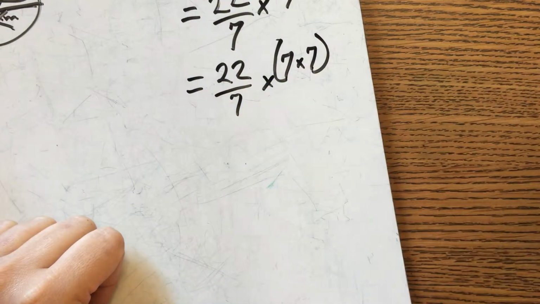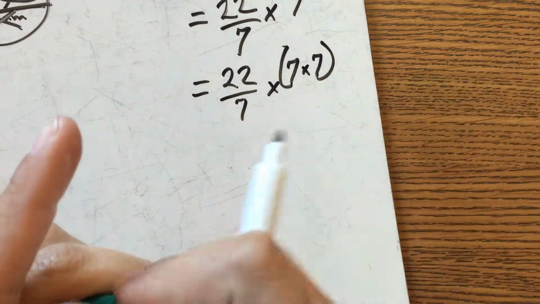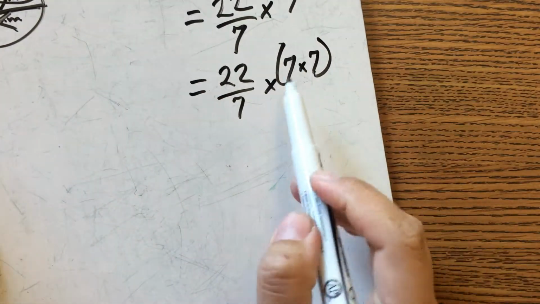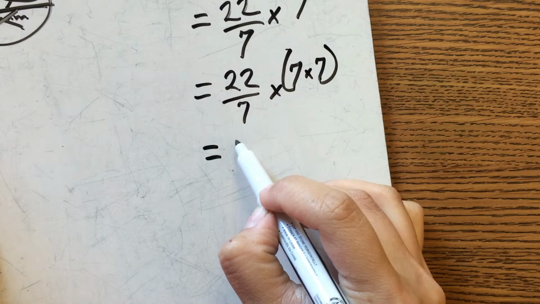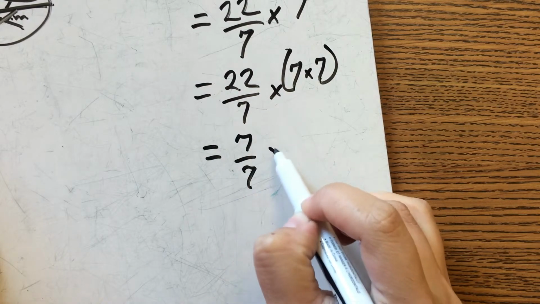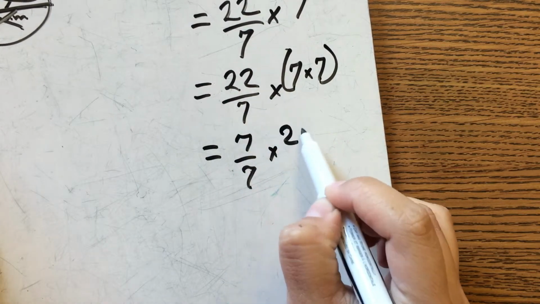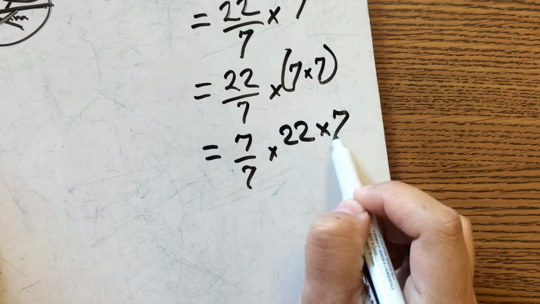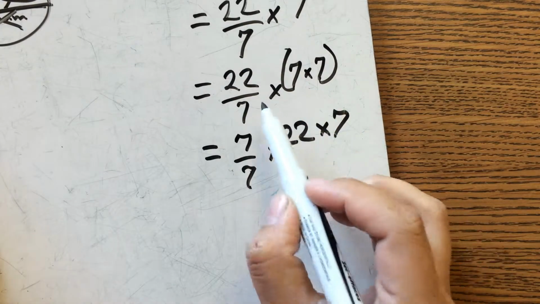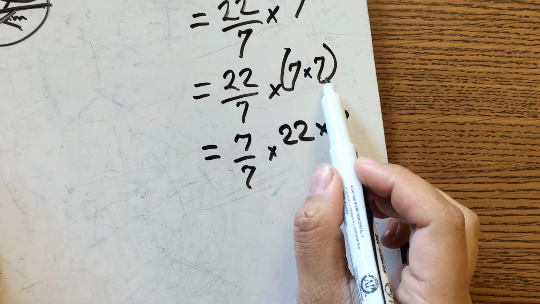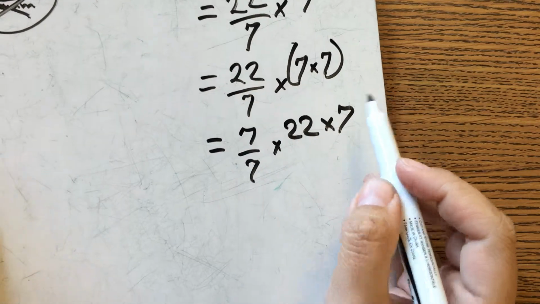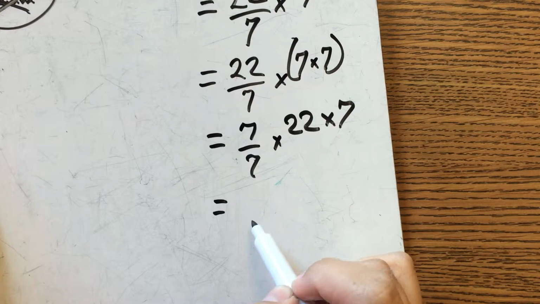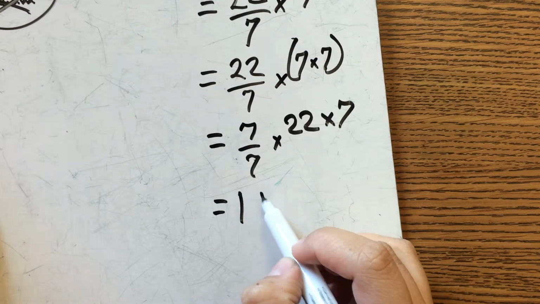So I'm going to switch around these numbers. I'm going to put 7 over here, and I'm going to move 22 over there, and I'm going to keep the 7 that we had here. 22 times 7 times 7 is the same as 7 times 22 times 7. Agreed? 7 over 7 is just 1, right?